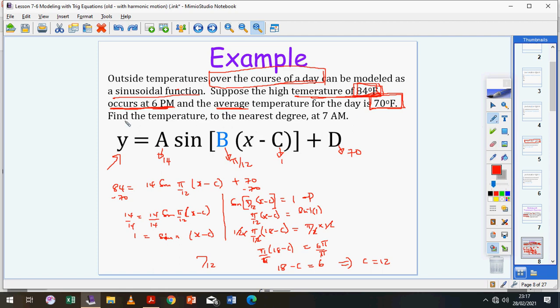Find the temperature to the nearest degree at 7 a.m. So they've told me the time. I need to figure out how many hours away from the beginning that is, and then I just substitute that time into the equation and I'll get the temperature.